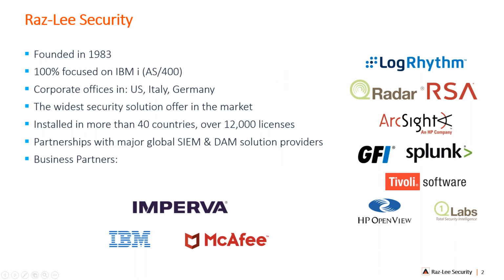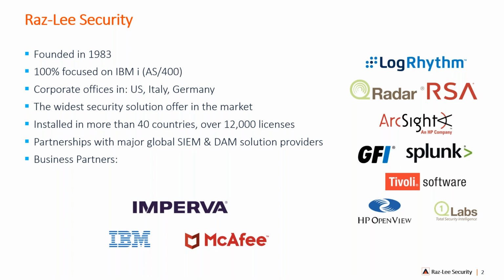Raz-Lee is an IBM partner. A few words about Raz-Lee. Founded 35 years ago, its ongoing mission is to provide security software for the IBM i. Raz-Lee has more than 12,000 licenses installed in over 40 countries around the world. Raz-Lee is an IBM partner and has partnered with many others.